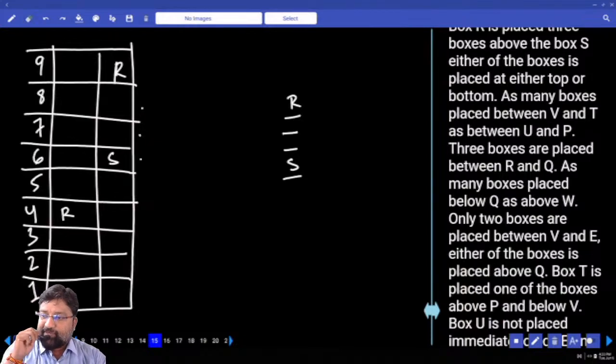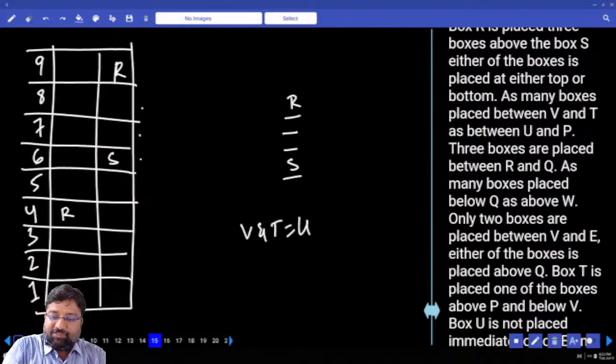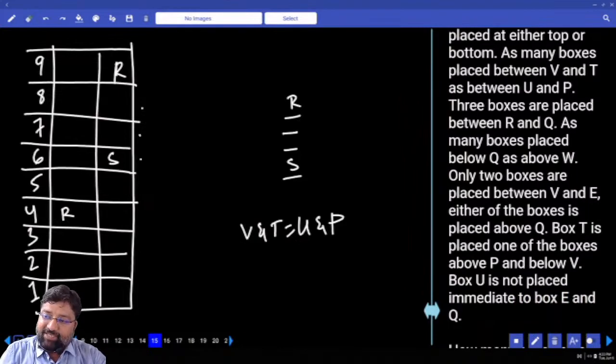As many boxes between V and T as between U and P. V and T is equal to U and P. 3 boxes are placed between R and Q. This is the possibility in the first case. This is the possibility in the second case.